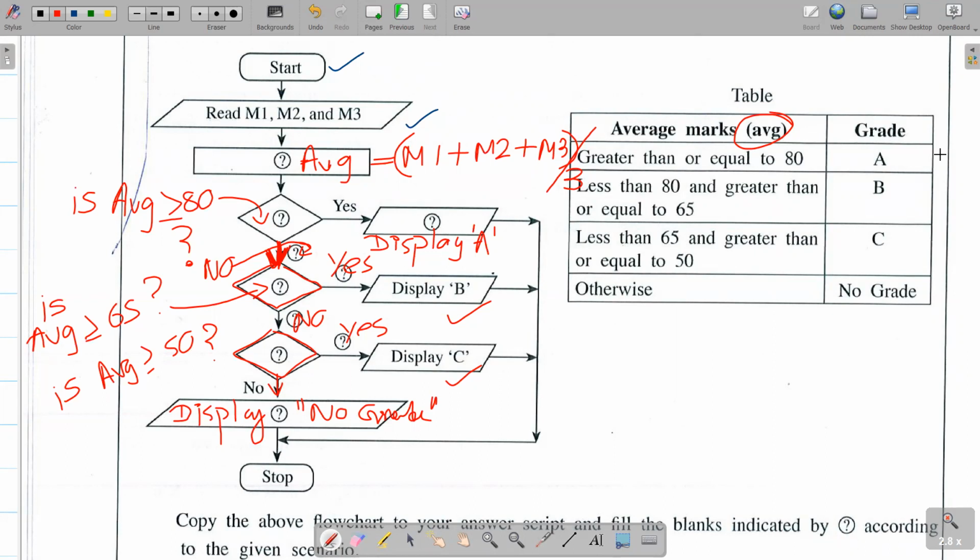Okay. Anyone who's still doing the corrections from this side? All right, no one.